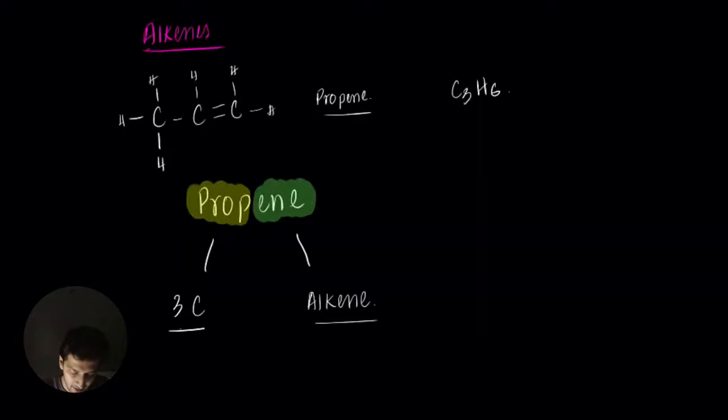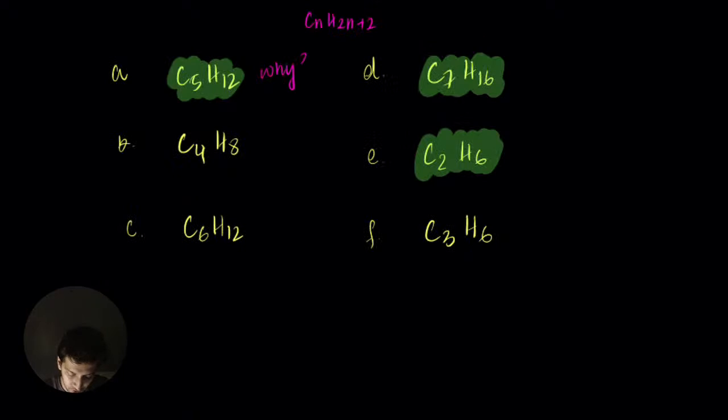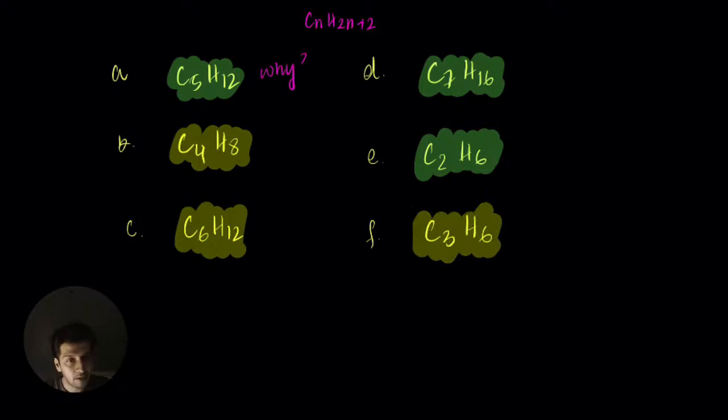So if I go back all the way to my question, all of these other hydrocarbons are alkenes because the number of hydrogens is double the number of carbons. Alkene, alkene, alkene, alkene.